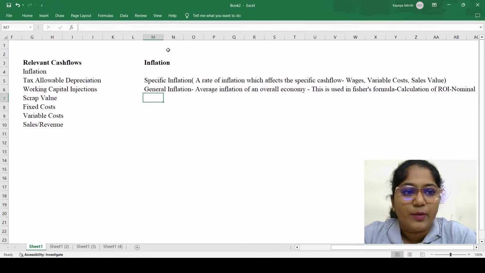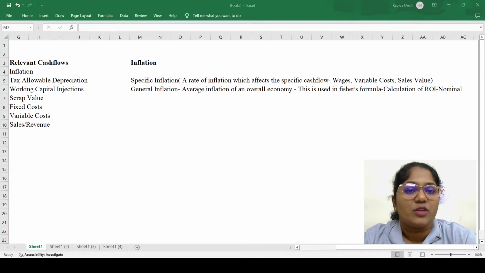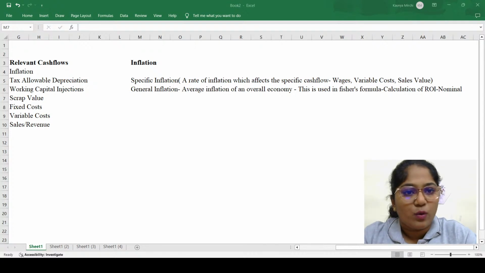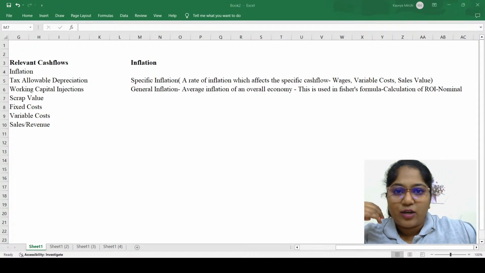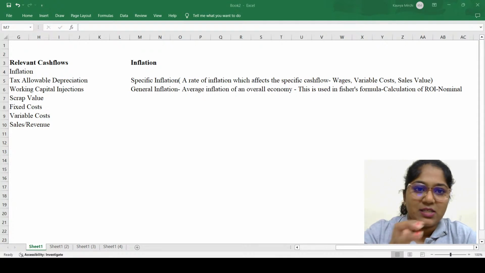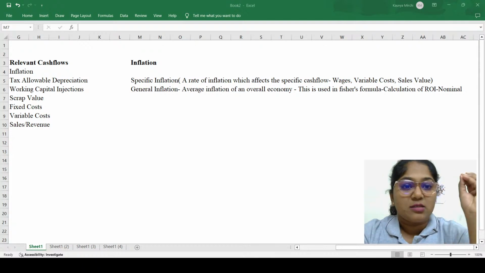So you need to understand there might be two different inflations that you can expect. One would be a specific inflation, that is nothing but a rate of inflation which affects specific cash flow. For example, variable cost, wages and all of that would be considered as specific inflation. So if there is a specific inflation, I'll implement that in my rate of inflation for wages, variable cost, sales value and everything. For general inflation, we use this in the calculation of Fisher's formula for the nominal rate of interest to be calculated. This is about inflation.